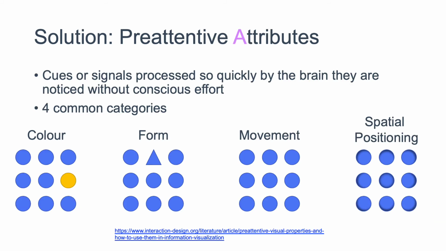Another way online lab results displays could be improved is to leverage the value of pre-attentive attributes. Pre-attentive attributes are things that we process so quickly that it requires no effort and they pop out at us. There are 4 common categories of pre-attentive attributes: color, form, movement, and spatial positioning.